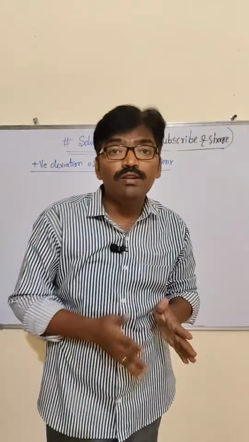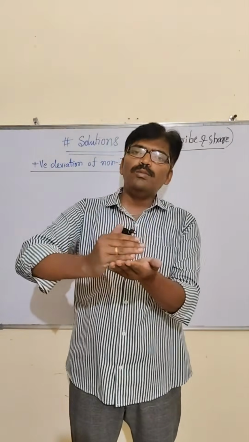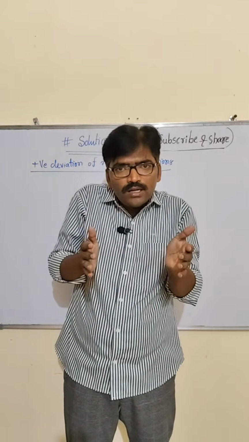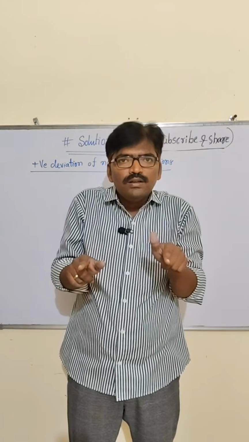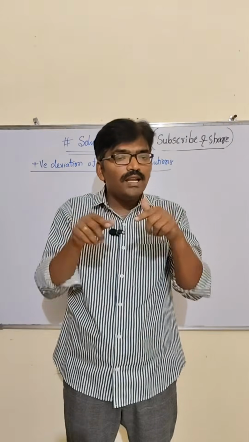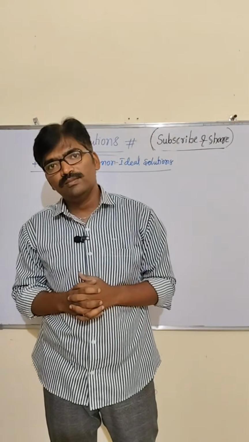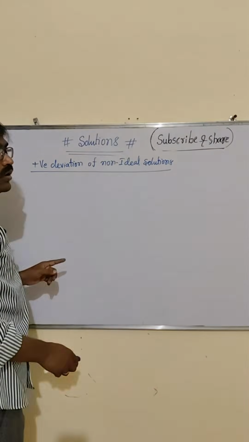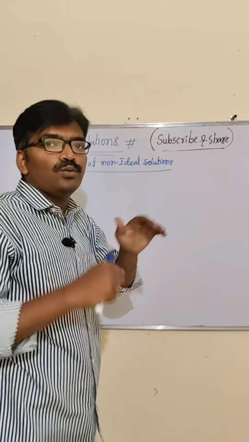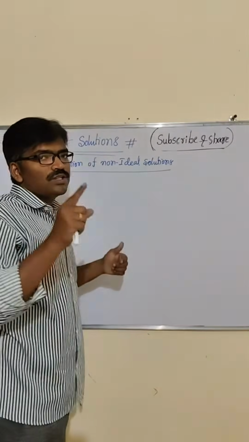Positive deviation, remember, is very simple. When solute and solvent are added together, the volume may increase. When the volume increases, the solute-solvent interactions are weaker than the solvent-solvent and solute-solute interactions. If the A-B interactions are weaker than the A-A and B-B interactions, the volume automatically increases. Such solutions we call positive deviation of non-ideal solutions.